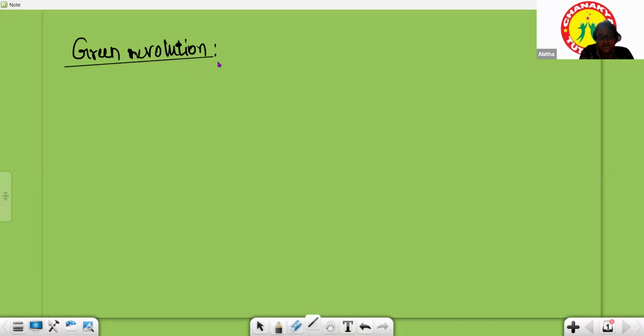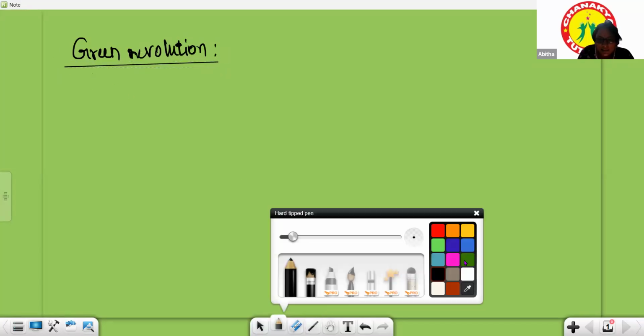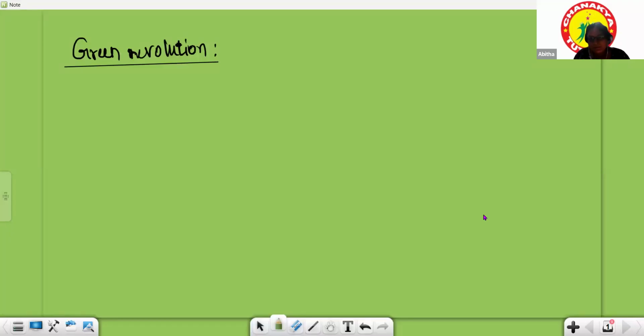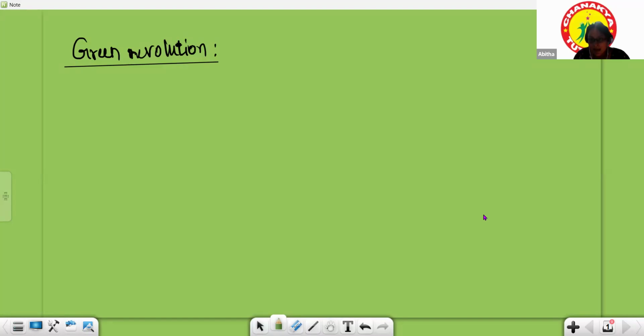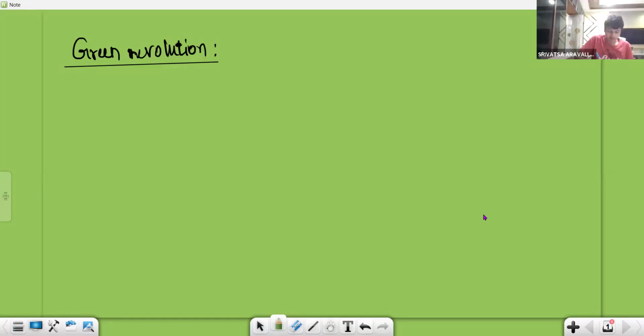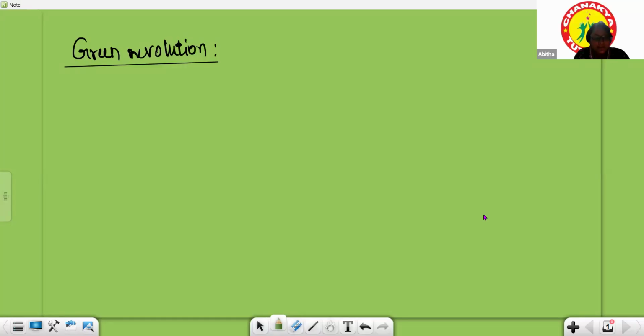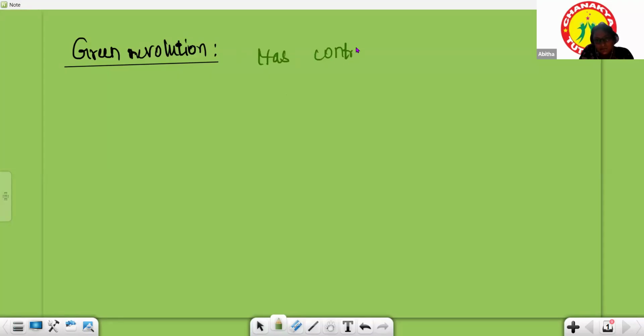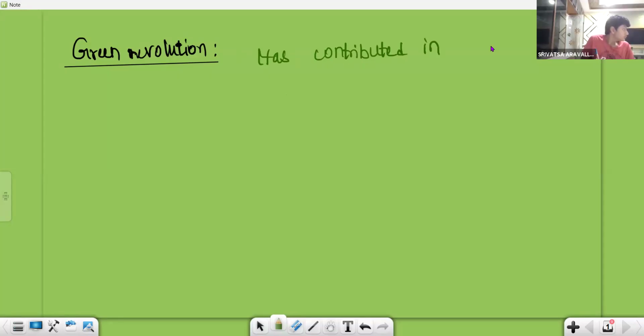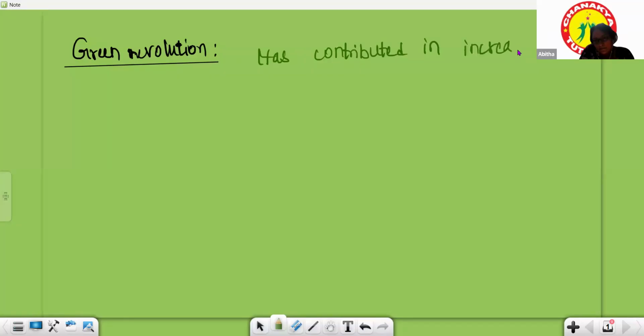So, Green Revolution. What is green? By seeing the term green, green indicates plants. Green means nothing but plants. Plants and trees are involved in food contribution. So Green Revolution has contributed in increasing food grain production.